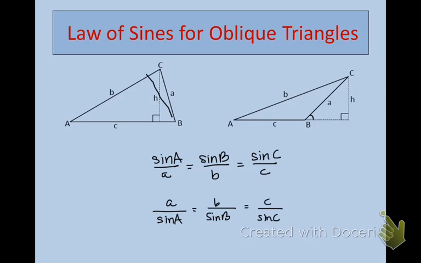Yeah. What you guys want to do is look at where you are missing a piece of information. So if I'm missing an angle, I would probably want to use these forms so that I'm keeping my unknown on top. If I'm missing a side, I'll probably use this form so that my unknown is on top here. Notice that this is just saying that if you take a ratio of a side to the sine of its opposite angle, any of those ratios will be the same, right? So let's see how we can make use of this.